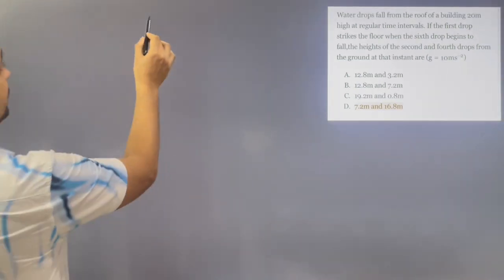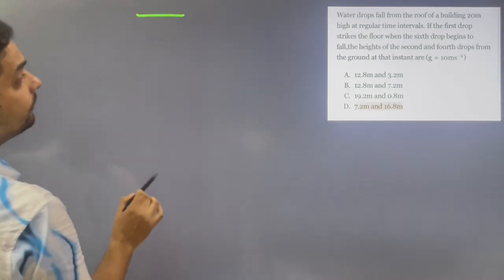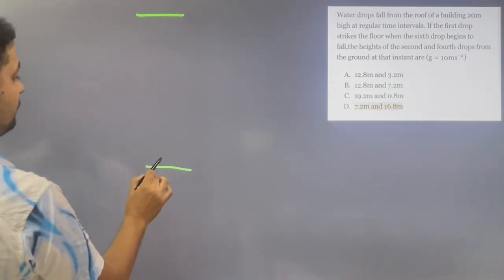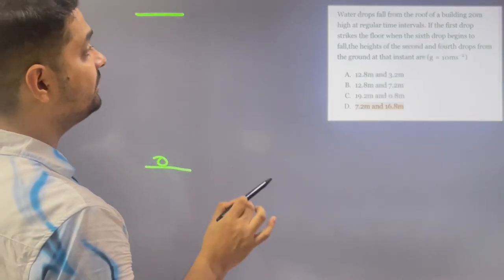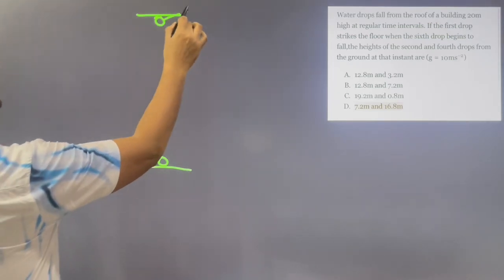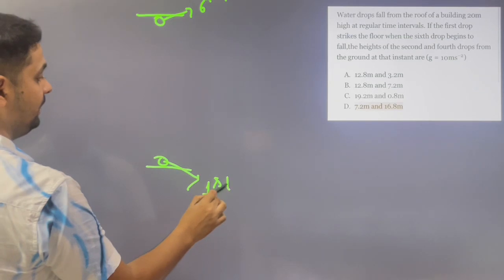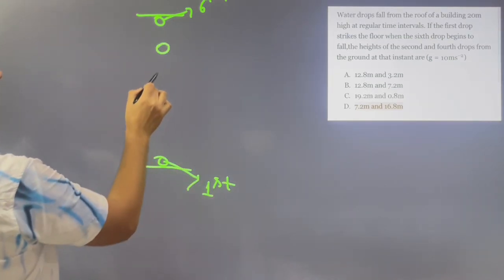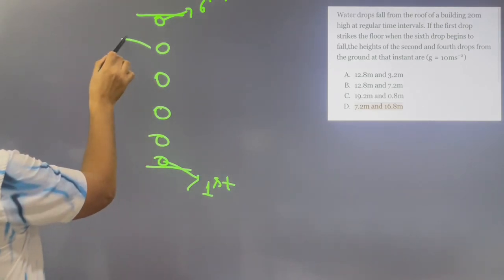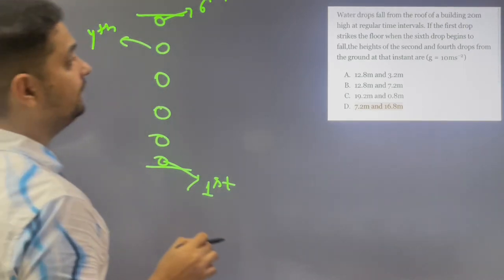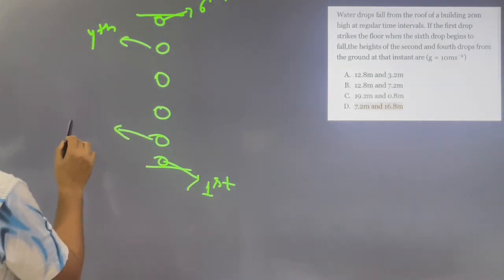So here, water drop is falling from the roof. So when the first drop hits the ground, that time what happened? If the first drop strikes the floor, that time the sixth drop begins. Let this be the sixth drop. This one is the sixth one, and this one is the first one. The remaining will be in the middle. So this is the fifth one, this is the fourth one, this is the third one, and this is the second one. Okay, so our objective is only the fourth and second. Second is this one. Correct?